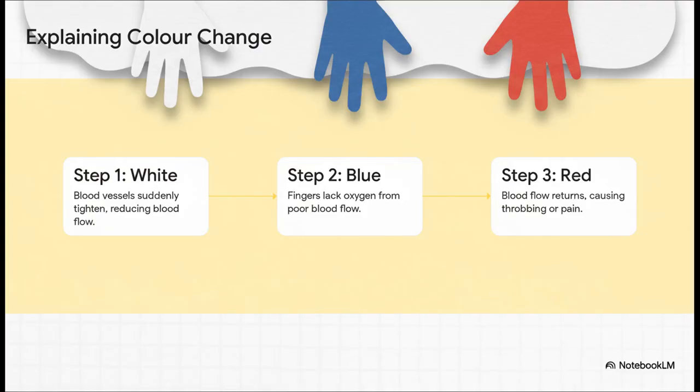And this is how you make the science make sense to a patient. You turn it into a simple three-step story. Step 1, white, because the blood vessels suddenly tighten up. Step 2, blue, because the tissue isn't getting enough oxygen. And step 3, red, when all the blood rushes back in. It takes a really confusing symptom and makes it totally understandable.